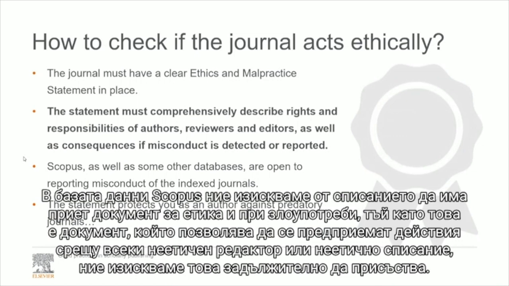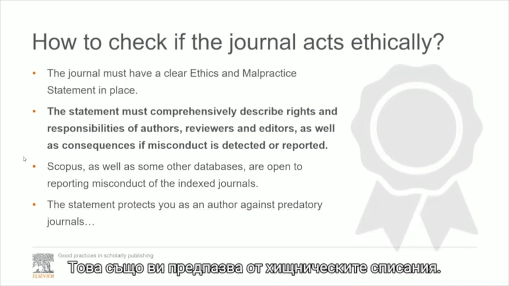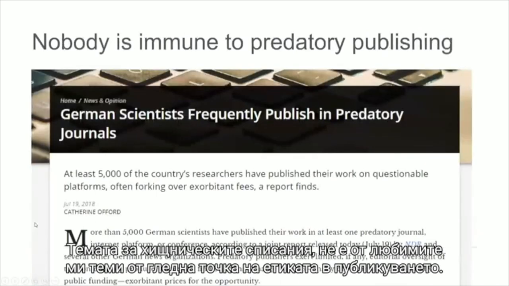In Scopus as a database, we do require the journal to have a publishing ethics malpractice statement because it also is a document that allows taking action against any, let's say, unethical editor or unethical journal. We require that to be present. It also protects you against predatory journals. Predatory journals is one of my favorite subjects, I think, in terms of ethics in publishing.